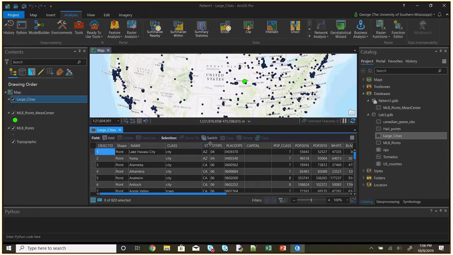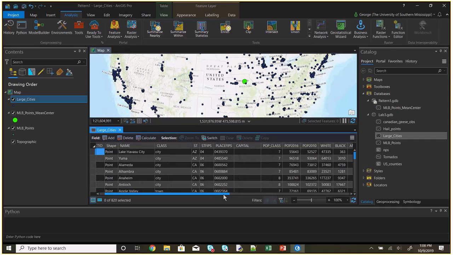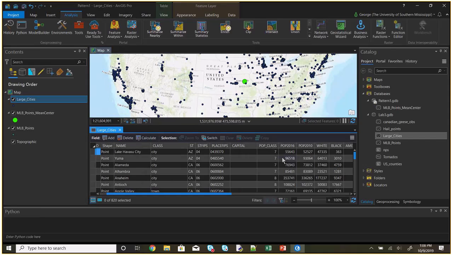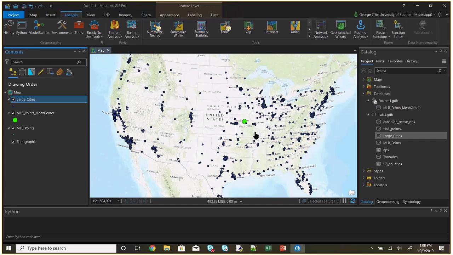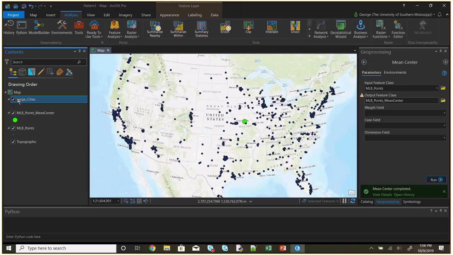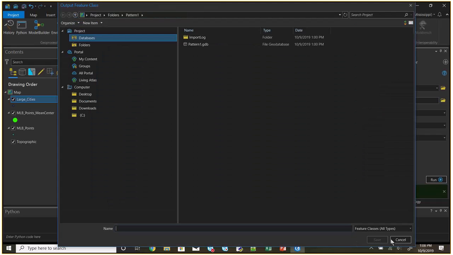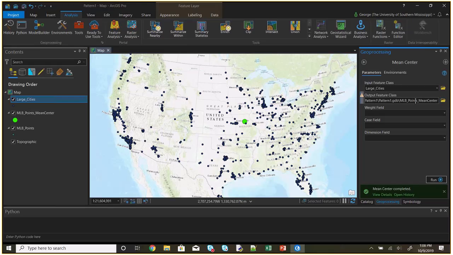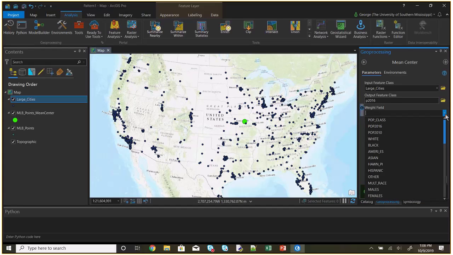Wow, that should be a table. See, there's a population in 2016 and 2017. So we could put the large cities in here and call this 2016, P 2016. This time I'm going to use a weight field. I'm going to use the population in 2016.